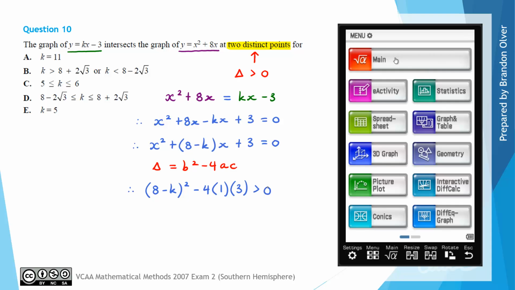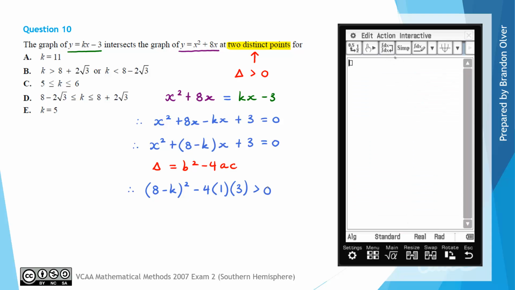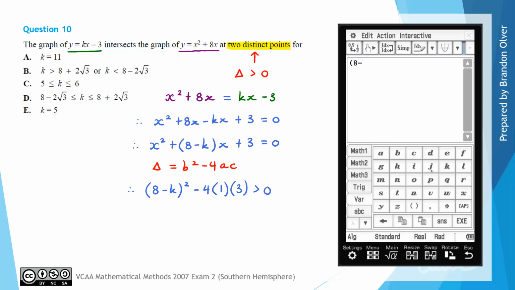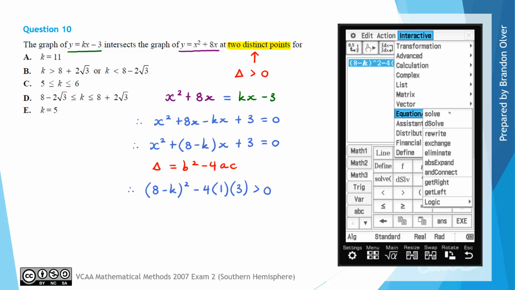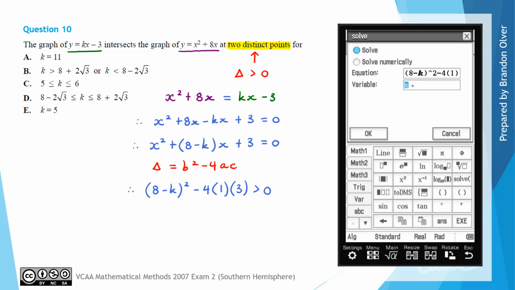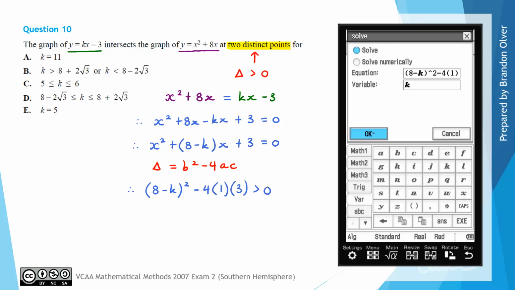On the CAS calculator, go into the main menu. Next, we want to type in the inequality that we want to solve. So we want bracket 8 subtract k, so we can go keyboard, variable, and we can select k from in there. We want that squared minus 4 times 1 times 3, and we want that to be greater than 0. So under Math 3, we can use the inequality symbols to select greater than 0. And then we want to solve that for k. So we can go interactive, equation inequality, solve, but instead of solving for x, we solve for the variable k, and we can hit OK.